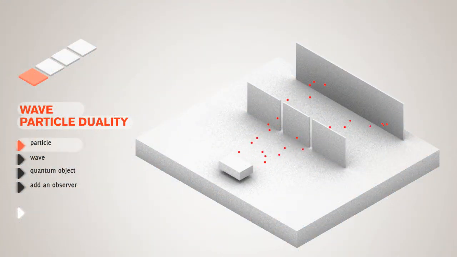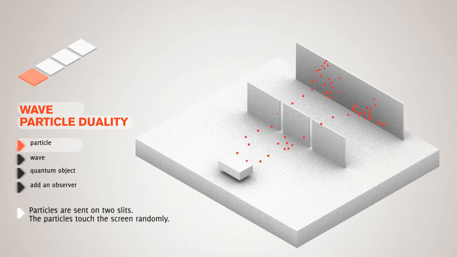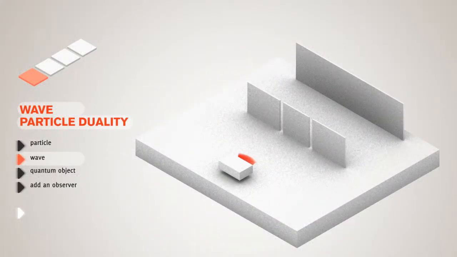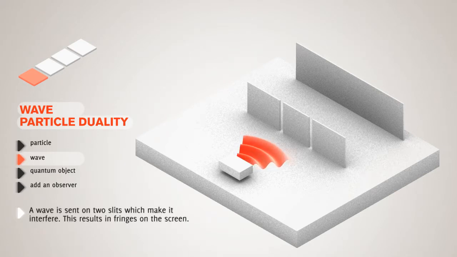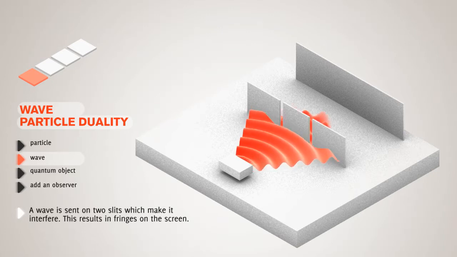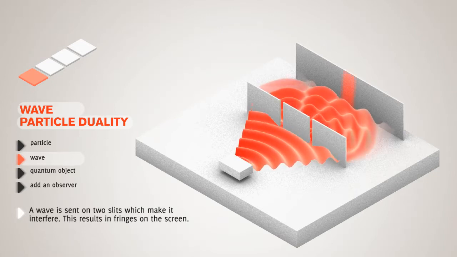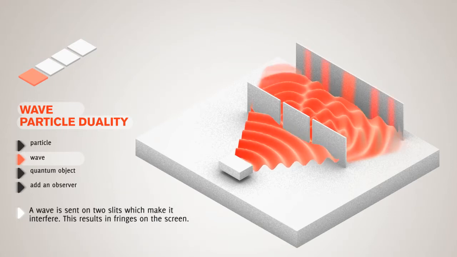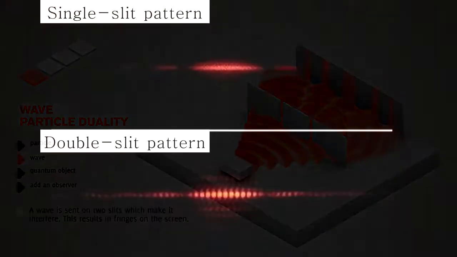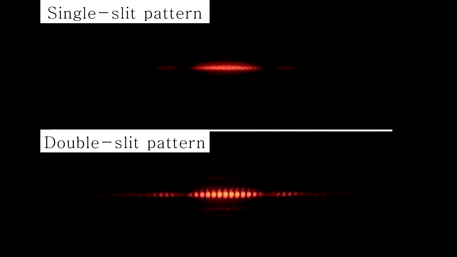Particles are sent on two slits. The particles touch the screen randomly. If each particle is small, fringes will be created on the screen. Imagine light waves or water waves that consist of many particles. A wave is sent on two slits, which makes it interfere. This results in fringes on the screen. While the single slit does not show the interference pattern, the double slit pattern has fringes on the screen.